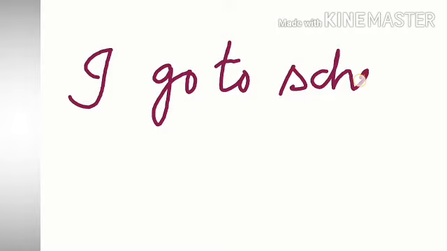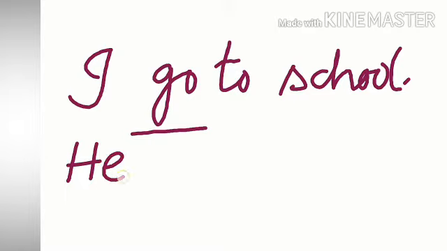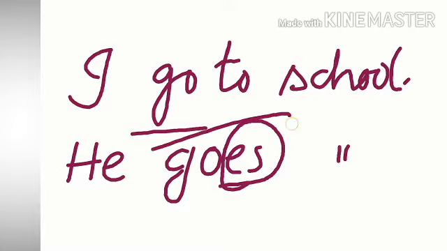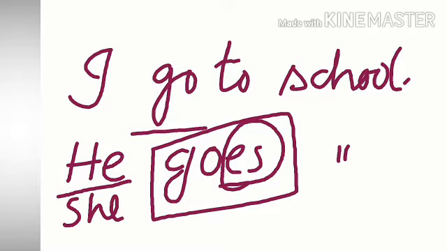So there are three variations in this. For example, I go to school. So the verb is go. In the place of I, we use he. This go takes es. He goes to school. We use it like this. So there are three changes that we find in the present tense verb when we use he, she or it as a subject.